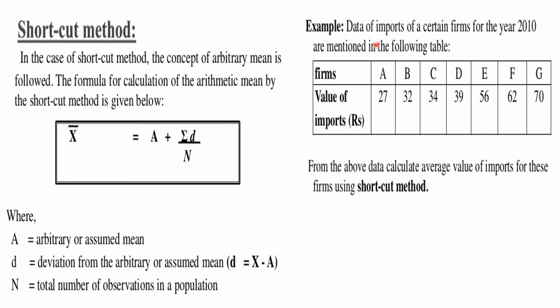Example here is, data of import of certain firms of year 2010 are mentioned below in the form of a table. Firm is given as, in the first row we have firms A, B, C, D, E, F, G. And the value of import in terms of rupees is given as 27, 32, 34, 39, 56, 62 and 70. So this is the question. From the above data, calculate the average value of import from these firms using the shortcut method. So we have to calculate the average value, that is the mean value, by using the shortcut method. So let us calculate now.